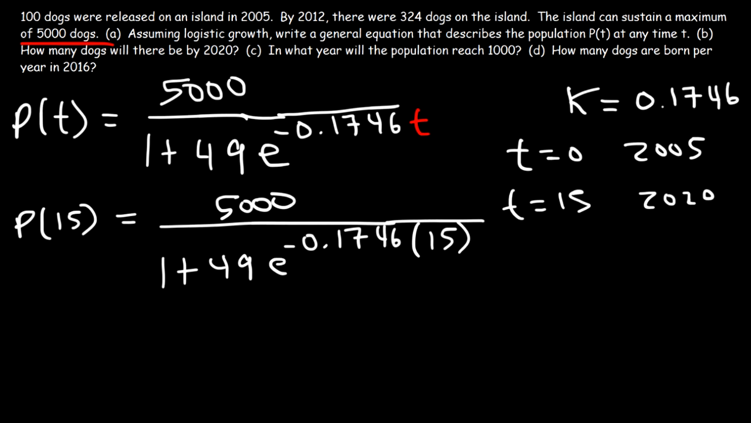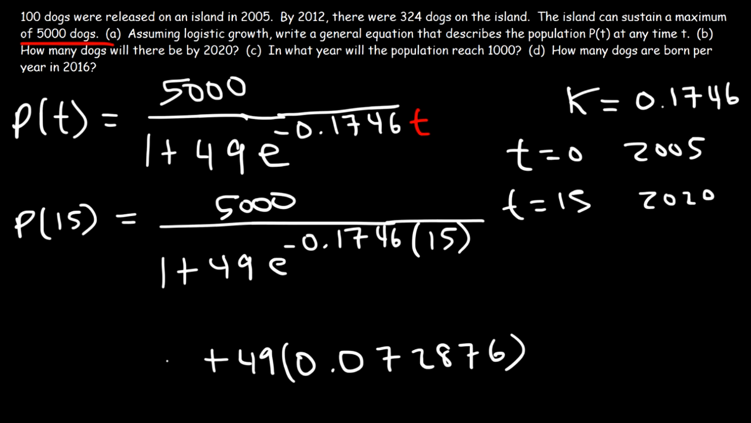So the first thing you want to do is multiply negative 0.1746 by 15. And so this is going to be negative 2.619. E to the negative 2.619 is 0.072876. E is basically the inverse of the natural log function. So that's how you could find it in your calculator.